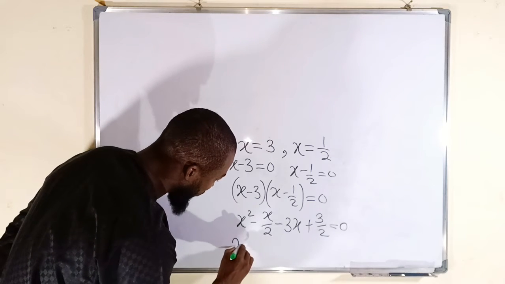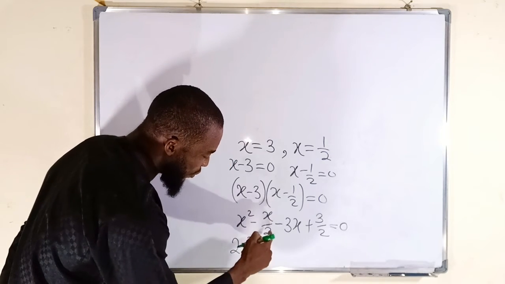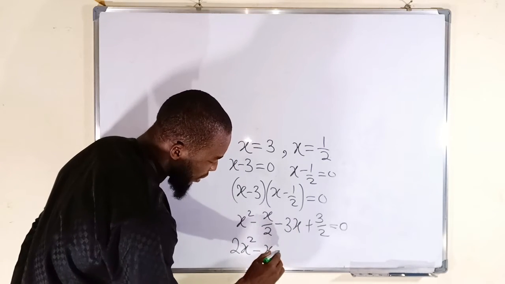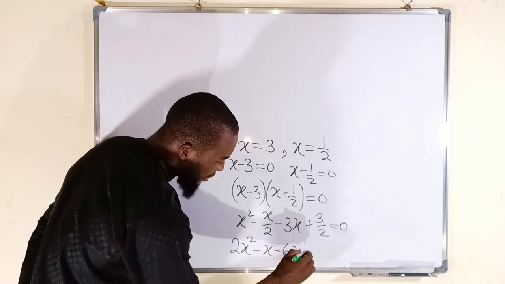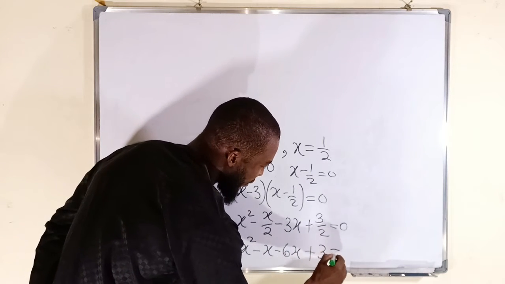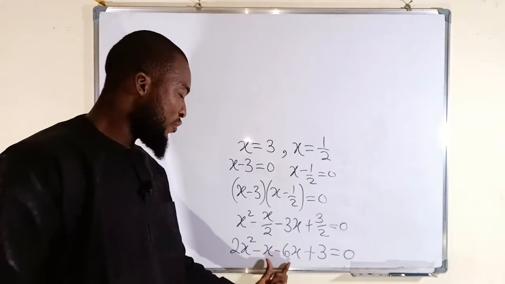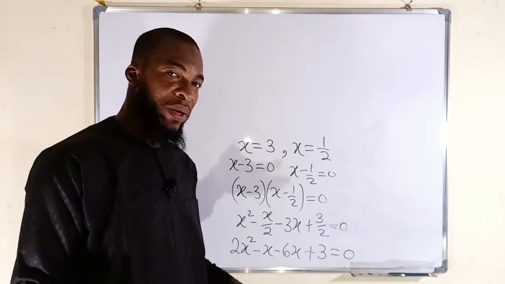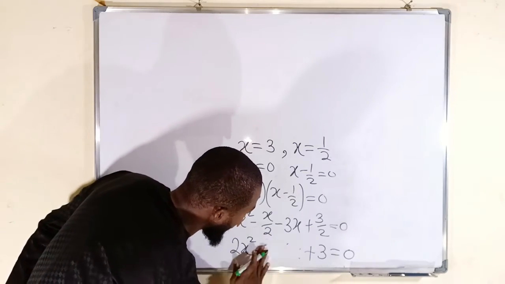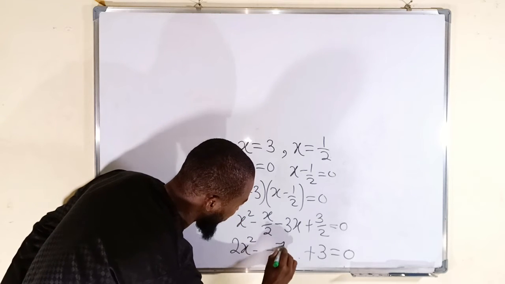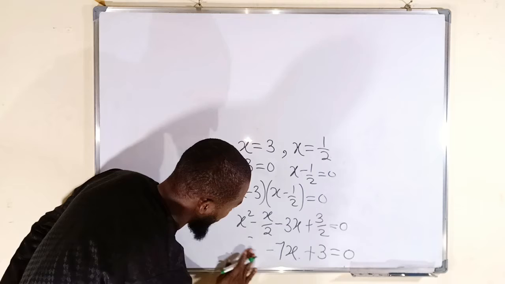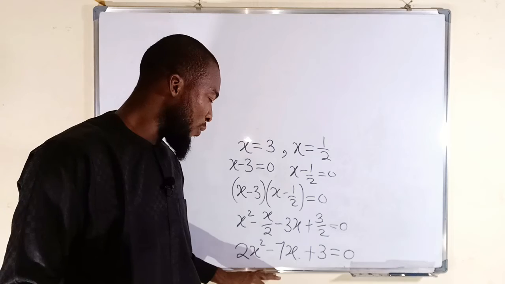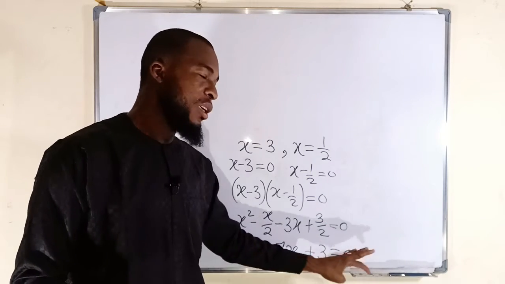2 times this one will give us 2x squared. 2 times this one will give us negative x. Then 2 times this one will give us negative 6x, plus 2 times this one will give us 3. The whole of this equal to 0. Then you need to join these two middle terms together. Negative x, negative 6x, which is negative 7x, right? So this is 2x squared, minus 7x, plus 3 equal to 0. This is our quadratic equation.